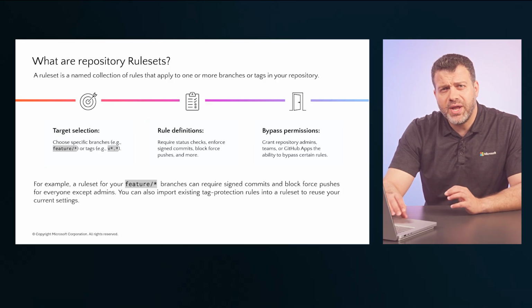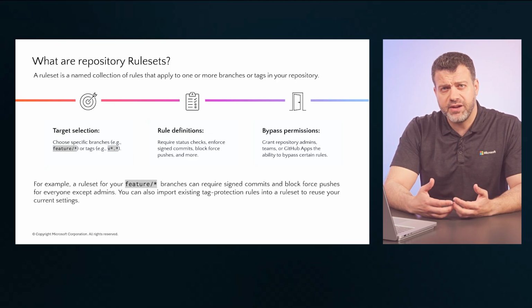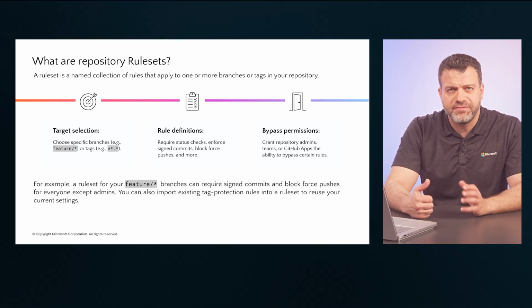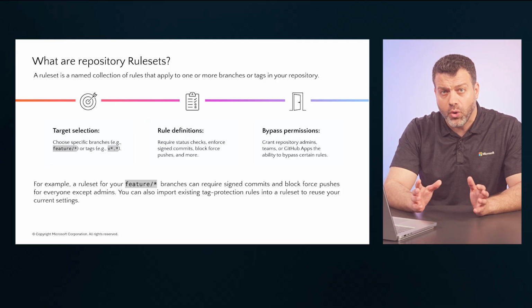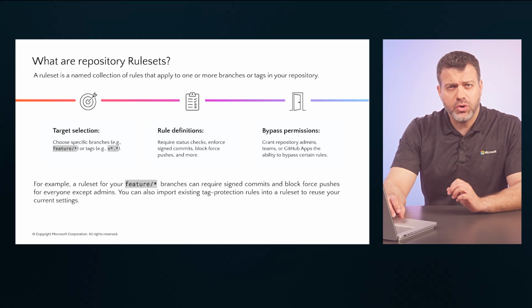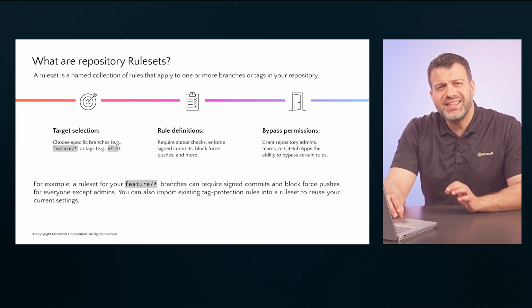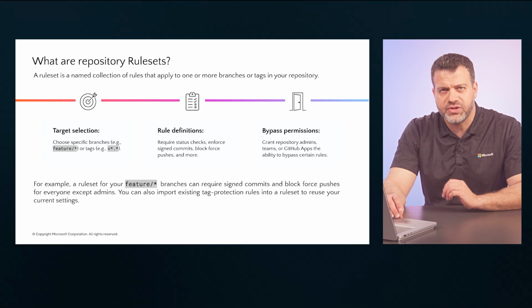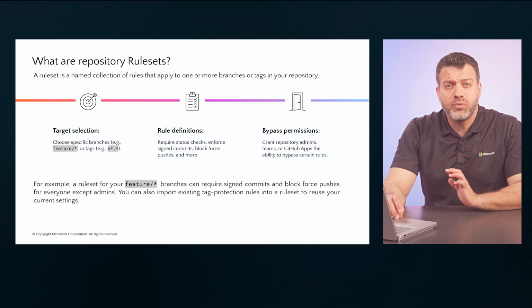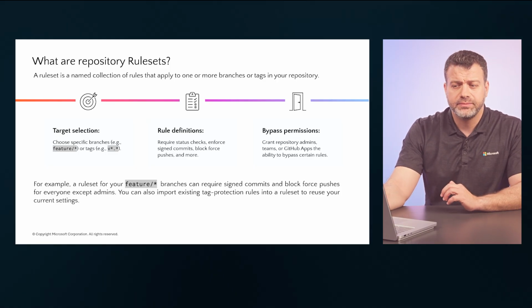So for example, you might create a feature branch security rule set that enforces signed commits and prevents force pushes on all the feature branches, but allows admins to bypass those checks. You can also import existing tag protection rules into a rule set, making it easy to migrate or standardize your current protection across multiple branches and repositories. By grouping related rules into a rule set, you gain a clearer, more scalable way to manage repositories securely.